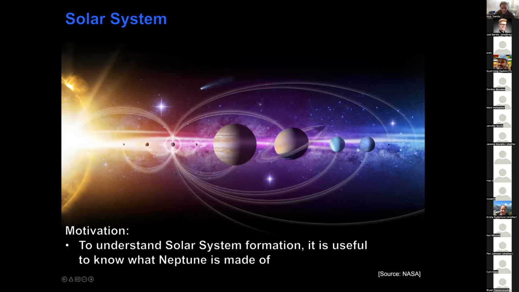So just kind of initially, why do we want to know about Neptune and what it's made of? Well, if we're thinking about formation of the solar system, it actually matters quite a lot what these ice giants are made of. Are they mostly rock? Are they mostly ice? And that has implications for formation of the solar system. So it would be good to know that, as well as for knowing more about the planets themselves.